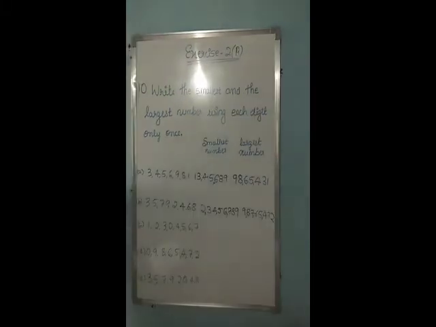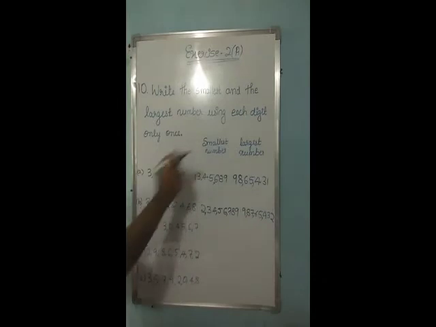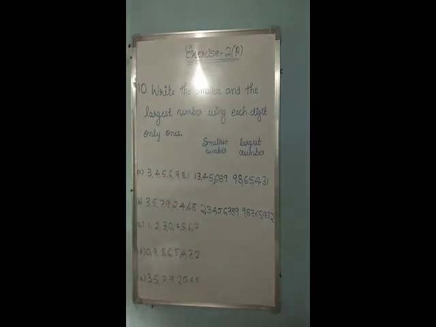9,87,65,432. Third one, the given digits are 1, 2, 3, 0, 4, 5, 6 and 7. Here also we have to form the smallest number and the largest number. To get the smallest number, we arrange the given digits in ascending order, keeping in mind that we never write 0 in the extreme left position, because 0 at the extreme left position is meaningless.